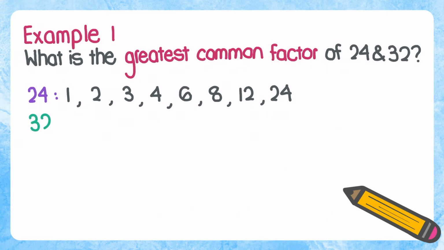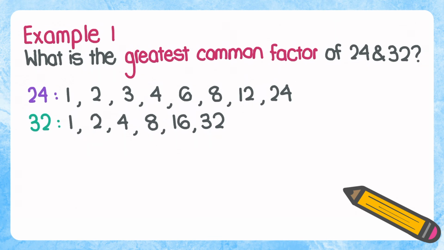And the factors of 32 are 1, 2, let's see, what else? 3 doesn't work here, but 4 is a factor. 5, 6, 7, no, but 8, and also 16, because 2 times 16 is 32. These are the factors of 32.